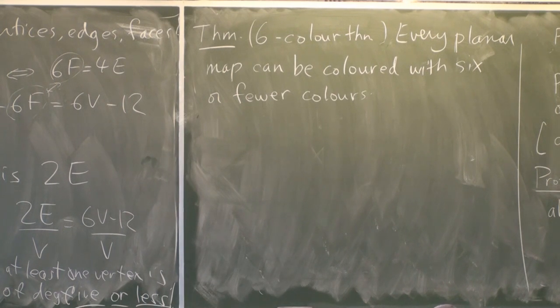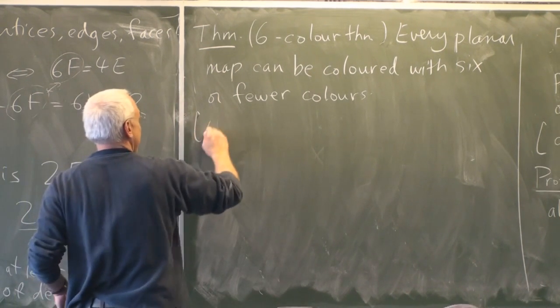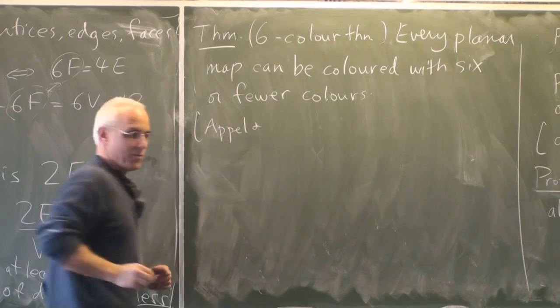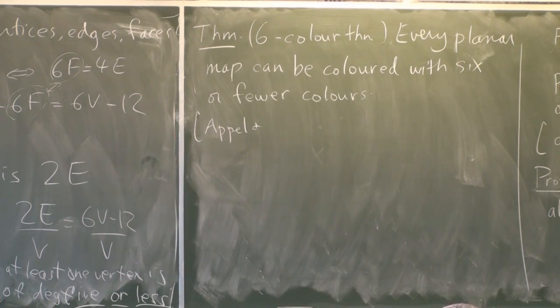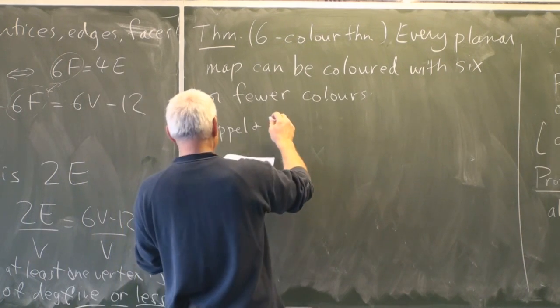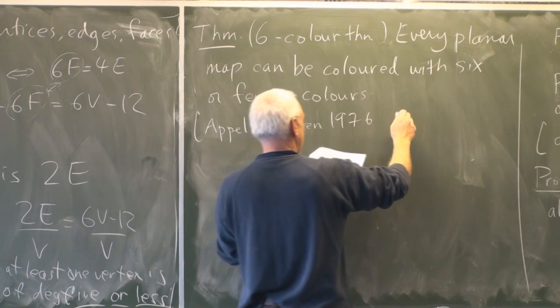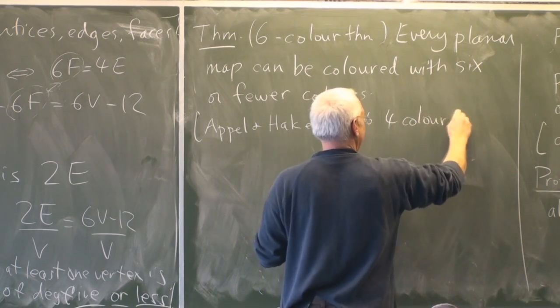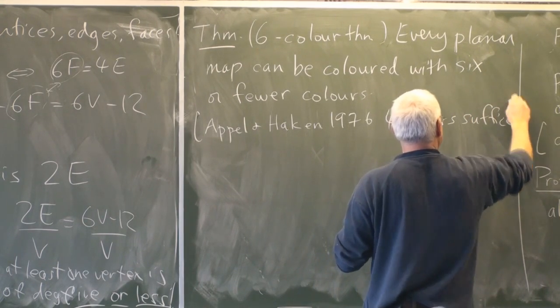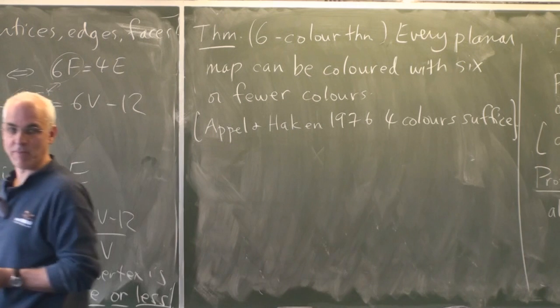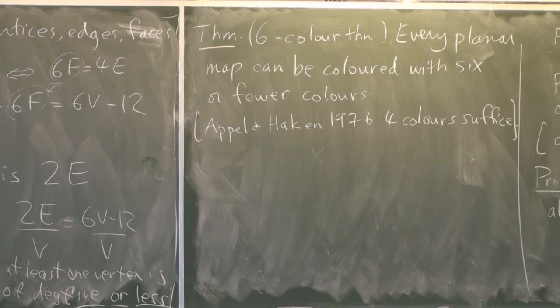Okay, we actually know, it's a highly non-trivial theorem of Appel and Haken. It's a very well-known and somewhat controversial theorem because it relies on a huge amount of computer calculation. Appel and Haken in 1976 showed that 4 colors suffice. That's the result of a huge amount of work and computer calculation too. 5 colors is not so bad, but we're going to prove 6 colors very cheaply here.